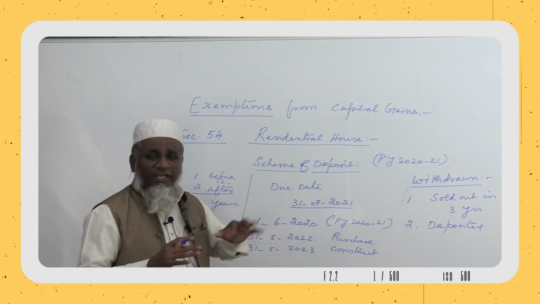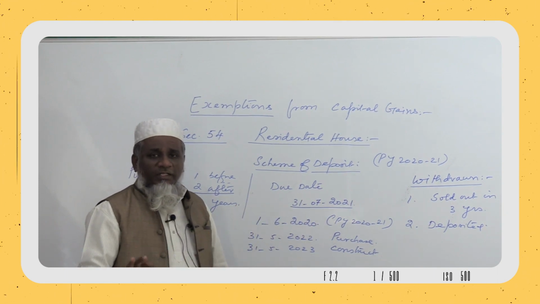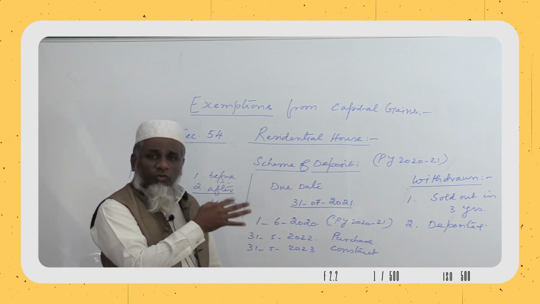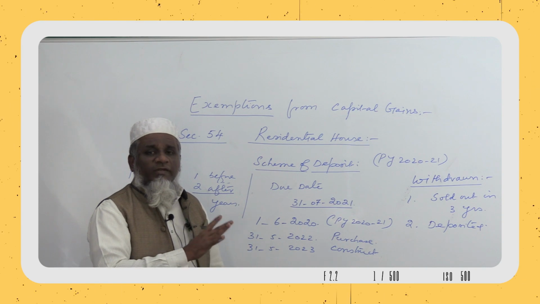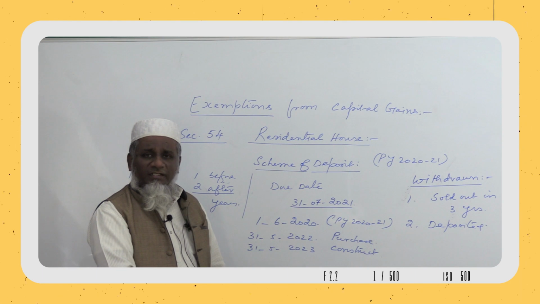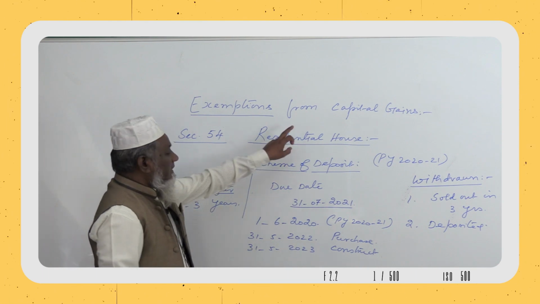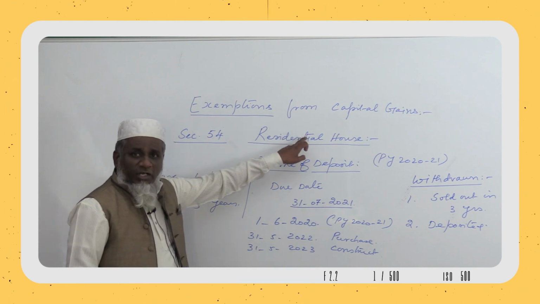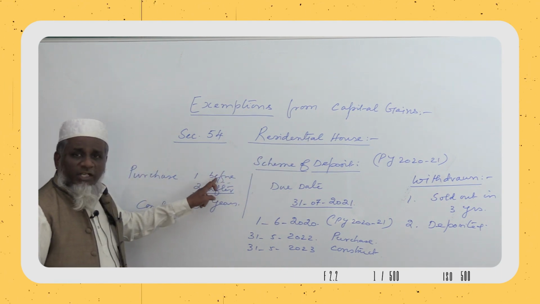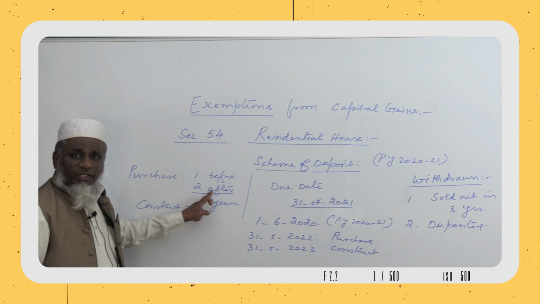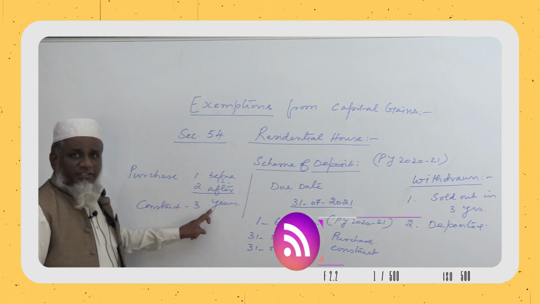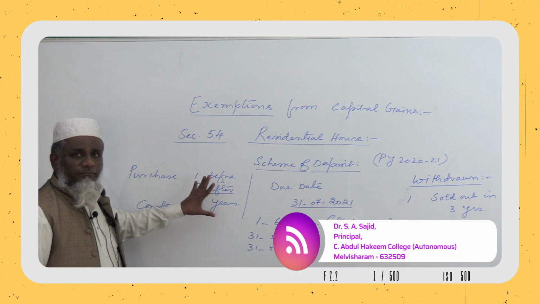So, these are all the points that we should remember. This is an important section. If we just go through these provisions, then it will be easier for you to go to the next sections. Understand? So, first, the sale should be of a residential house, and the house should be purchased either 1 year before or 2 years after, or constructed within 3 years. This is the first point.